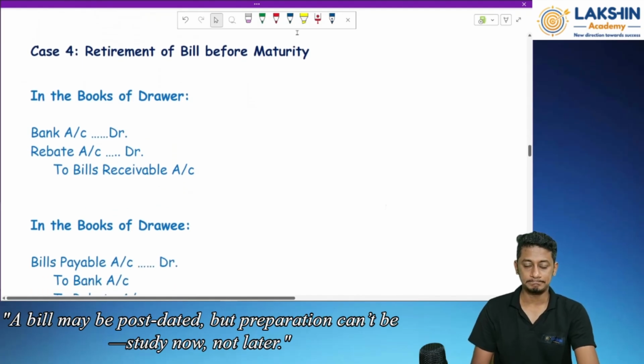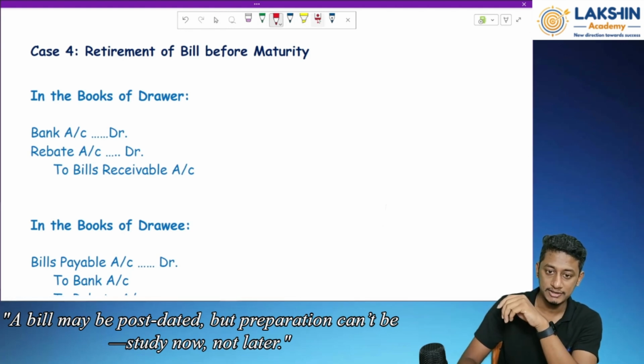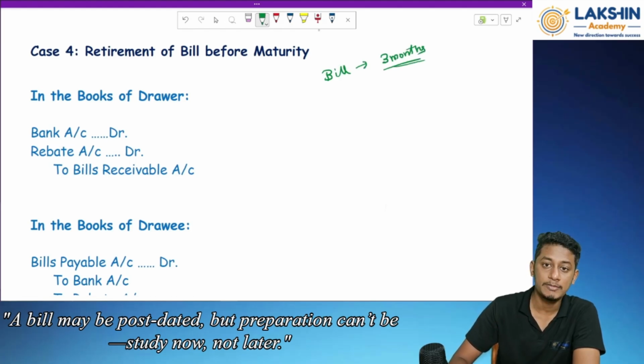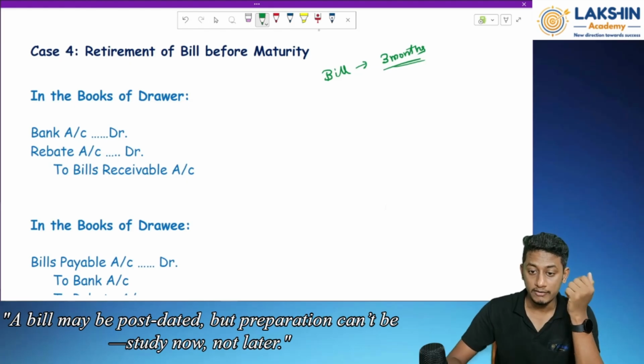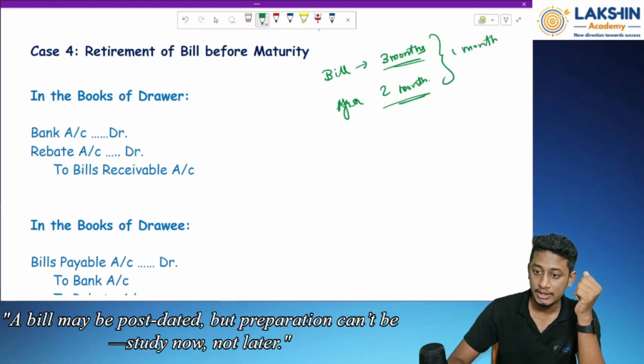Retirement. What does retirement mean? Leaving the job. So here also, let us say the bill was created for 3 months. Let's say the bill tenure was 3 months. But before 3 months, after the second month, Mr. B comes to Mr. A and says that I am going to make the payment today itself. So he has paid 1 month early. He has made the payment 1 month earlier.